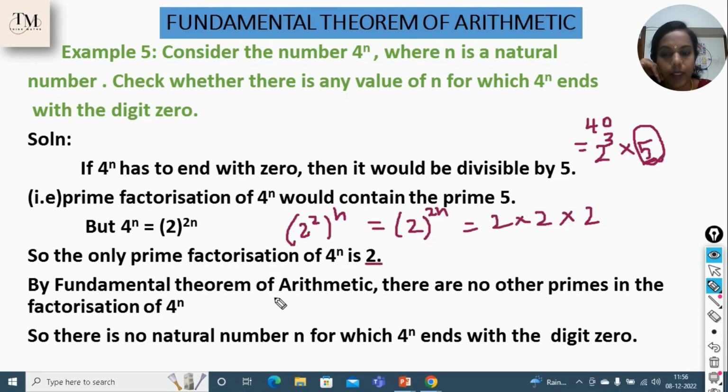So by the fundamental theorem of arithmetic, there are no other primes in the factorization of 4 power n, because the fundamental theorem says that factorization is unique. So this is unique apart from the order in which the primes appear. There is no other factor 5. So there is no natural number n for which 4 power n ends with the digit 0. I think you can understand this problem.